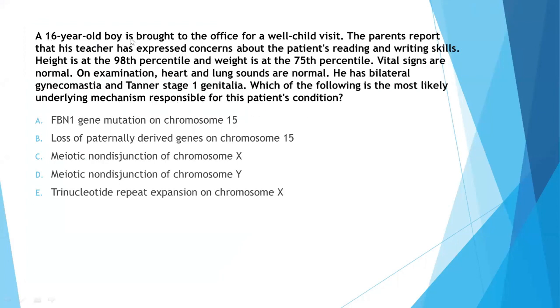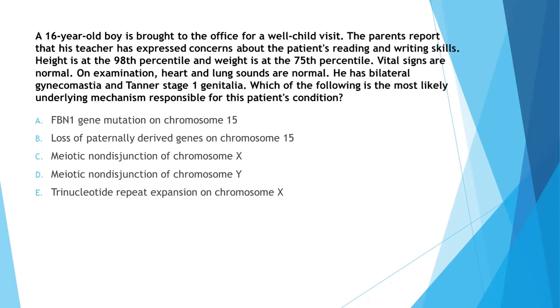A 16-year-old boy is brought to the office for a well-child visit. The parents report that his teacher has expressed concern about the patient's reading and writing skills. Height is at the 90th percentile and weight is at the 75th percentile. Vital signs are normal, and on examination, heart and lung sounds are also normal. He has bilateral gynecomastia and Tanner stage 1 genitalia. Which of the following is the most likely underlying mechanism responsible for this patient's condition?